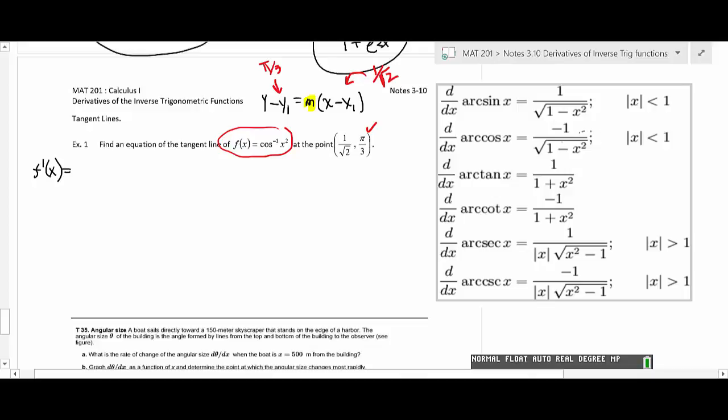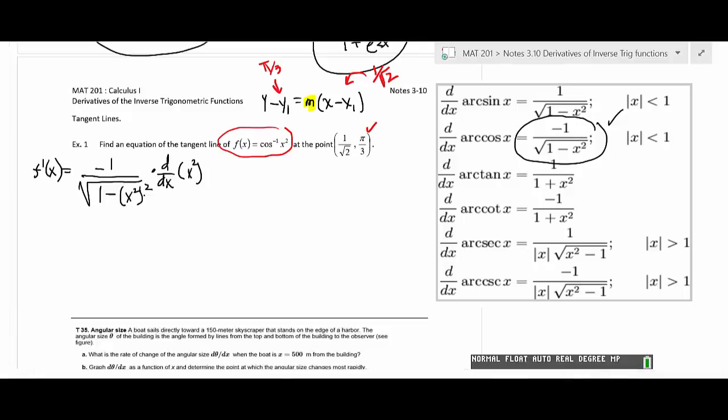Okay, if you want to look at the formula now until you get that memorized, there's your formula right there. So we're going to apply that with a chain rule. So that's going to be negative 1 over the square root of 1 minus something squared times the derivative of that something. Okay, and that something is x squared. So that's how that one gets set up.